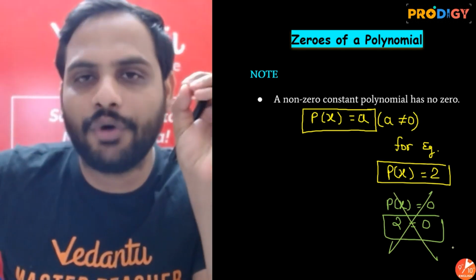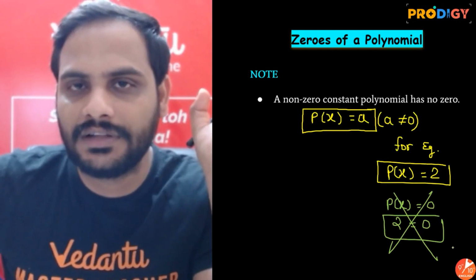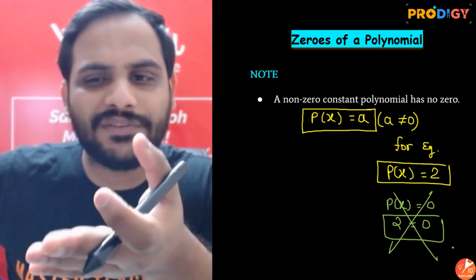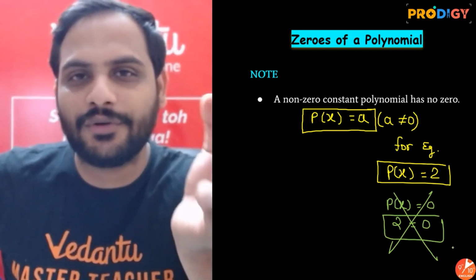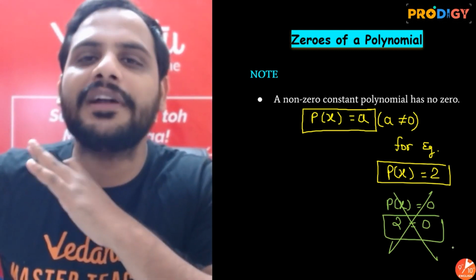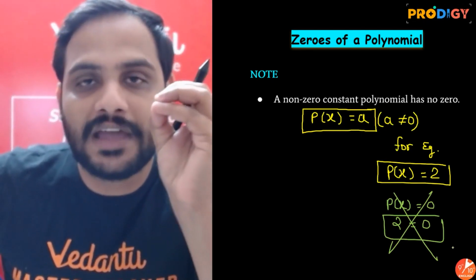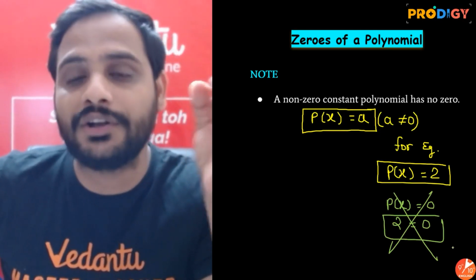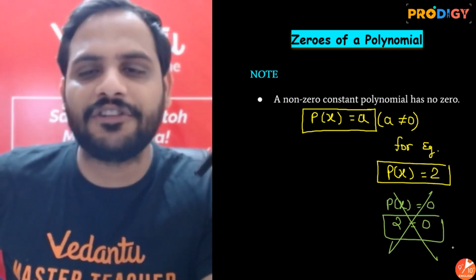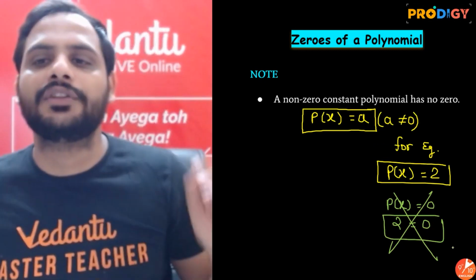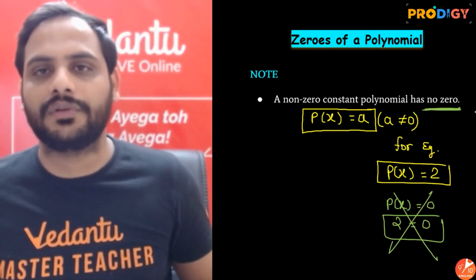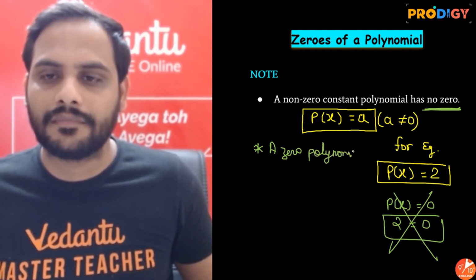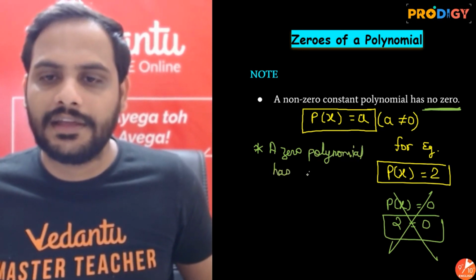So remember, if I give any non-zero constant polynomial, no matter what value of x you put, you will never get any zeros, because the value of x does not change the value of the polynomial. That is why it is called a constant polynomial. Why is p(x) equal to 2 a polynomial? Because x is hidden, with power 0. If I put x equal to 1, 2, 3, 4, 5, 6, anything, the value of the polynomial will remain 2 only. It will never change. That is why a non-zero constant polynomial has no zeros. Alright. And also remember, a zero polynomial has infinite zeros.